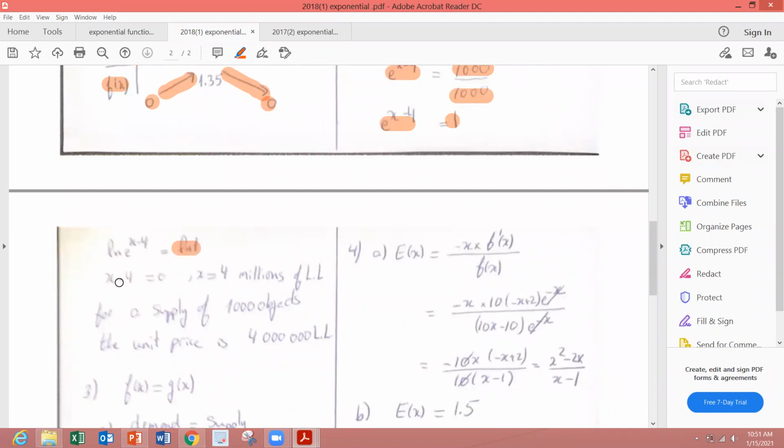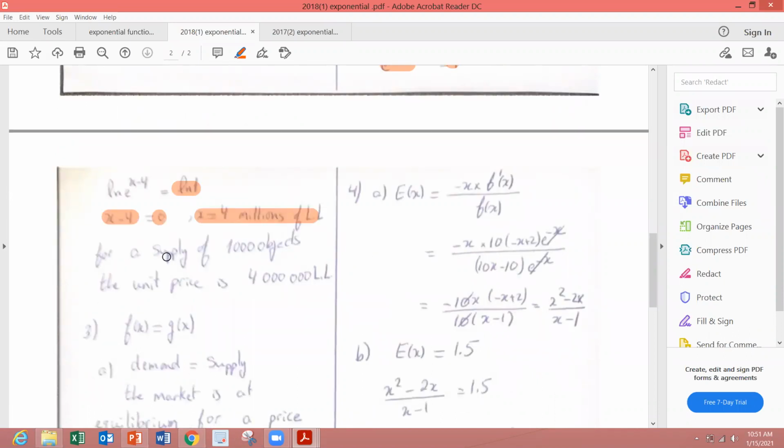That means x minus 4. How much is ln 1? 0. So x equals 4. x equal 4 millions of Lebanese lira. So for a supply of 1000 objects, the unit price is 4 millions of Lebanese lira. You have to write this statement in the official exams. Okay.